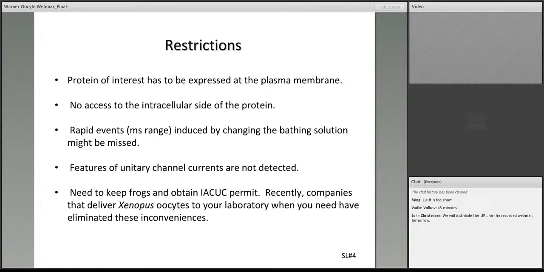If you get a positive group of oocytes, then you select that pool of the library and divide it into smaller fragments and repeat the steps several times until you get to a single clone.